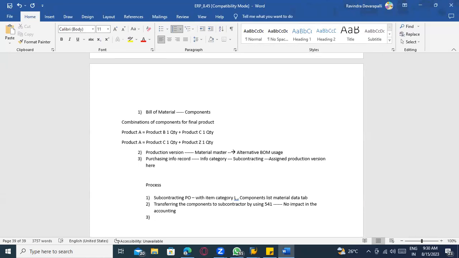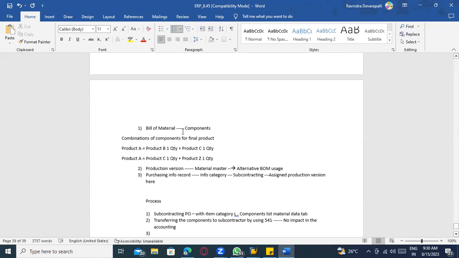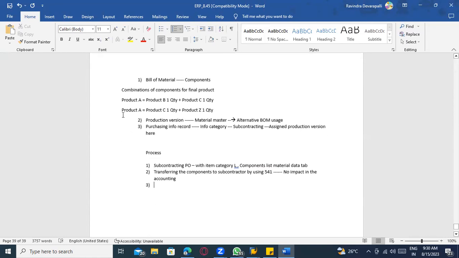Then I'll go for the third step. Once I send these components to the subcontractor, let's assume that he's using the components, whatever I sent, component B and component C. By using these, he prepared product A. Then the FG product is ready, and I'm receiving that product. So the third step is goods receipt with purchase order. Here you can see that the movement type is 101 for the FG product. Then the system will understand that you are receiving the final product. That means it's confirmed that the components are consumed.